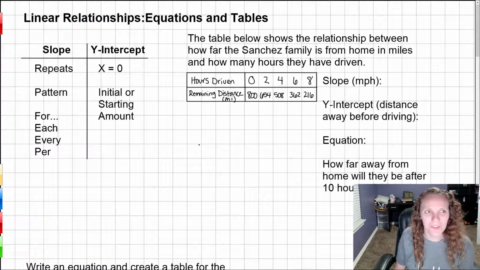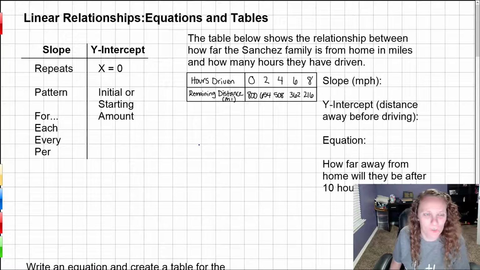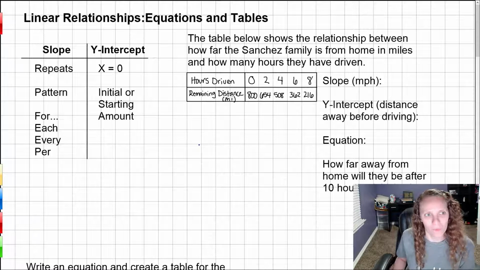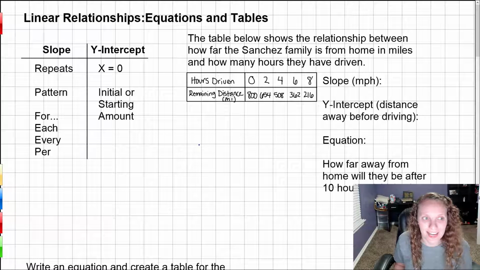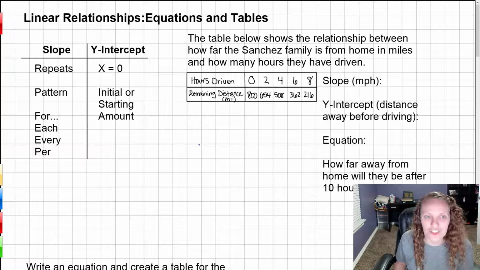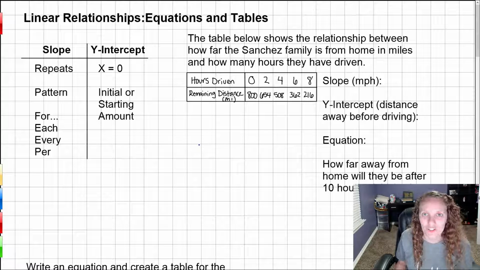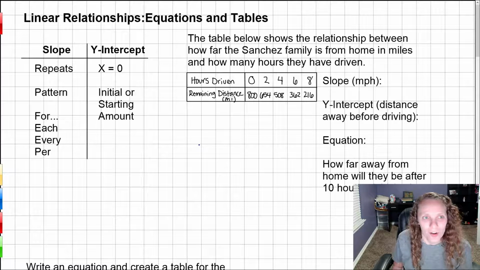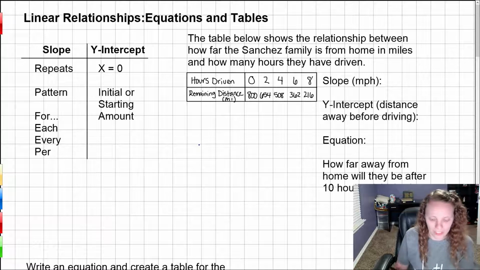Hey guys, today we're going to be looking at linear relationships and more specifically equations and tables. Let's recall what slope and y-intercept is first. Slope repeats, it has some kind of pattern, and remember some of the key words are like each, every, per. It's a rate of change. Y-intercept is when x is equal to 0, it's kind of like the initial or starting amount. It could be like a beginning number.